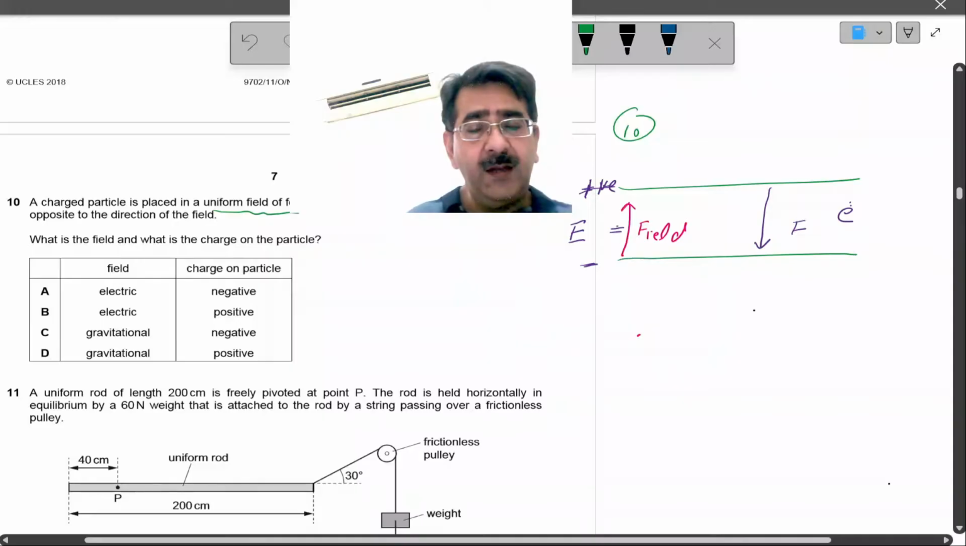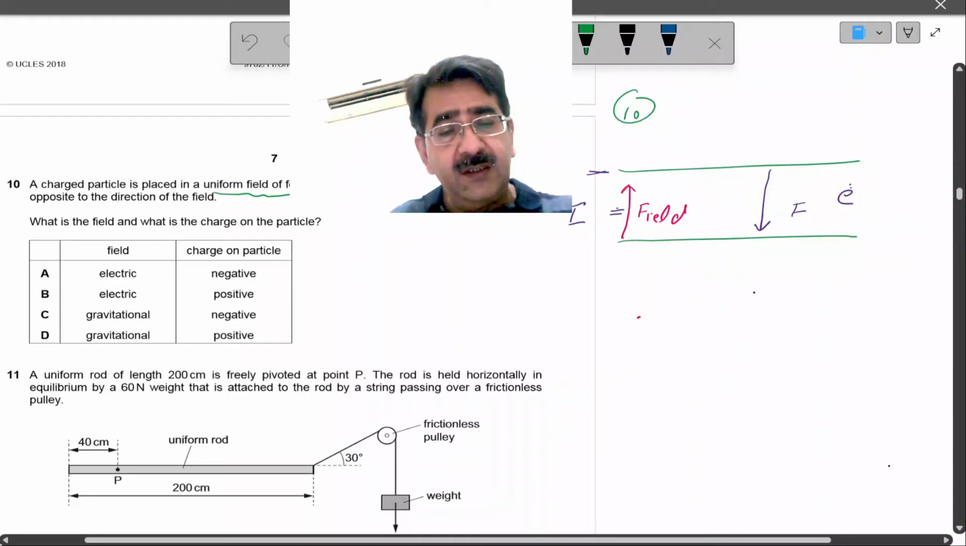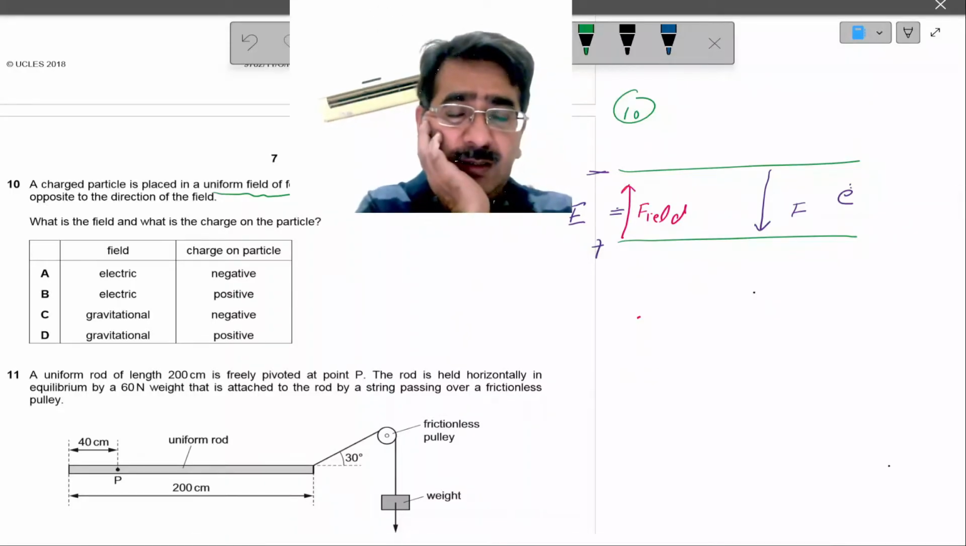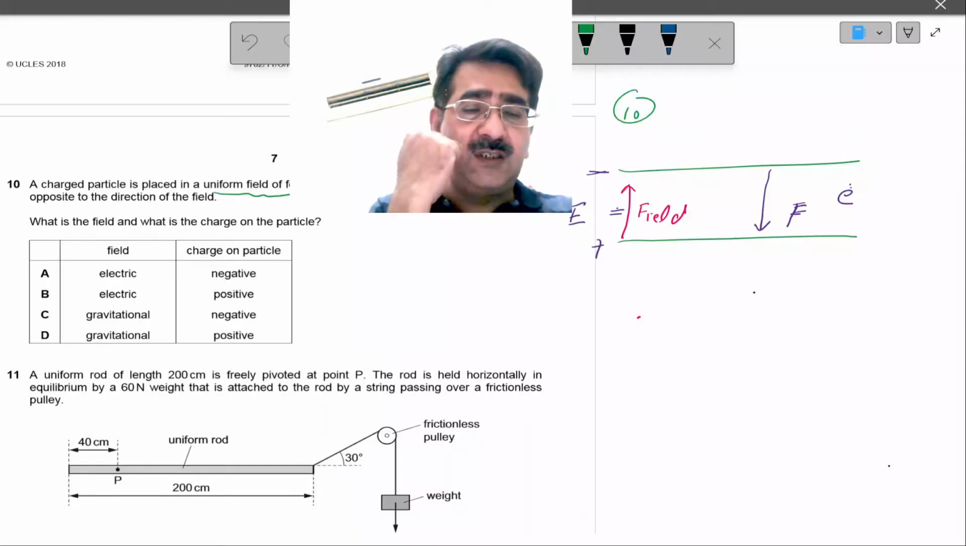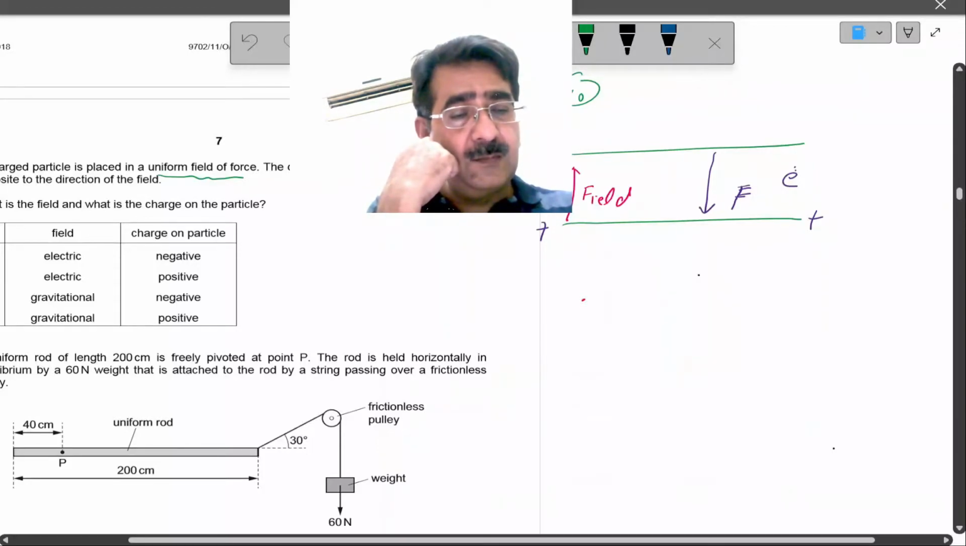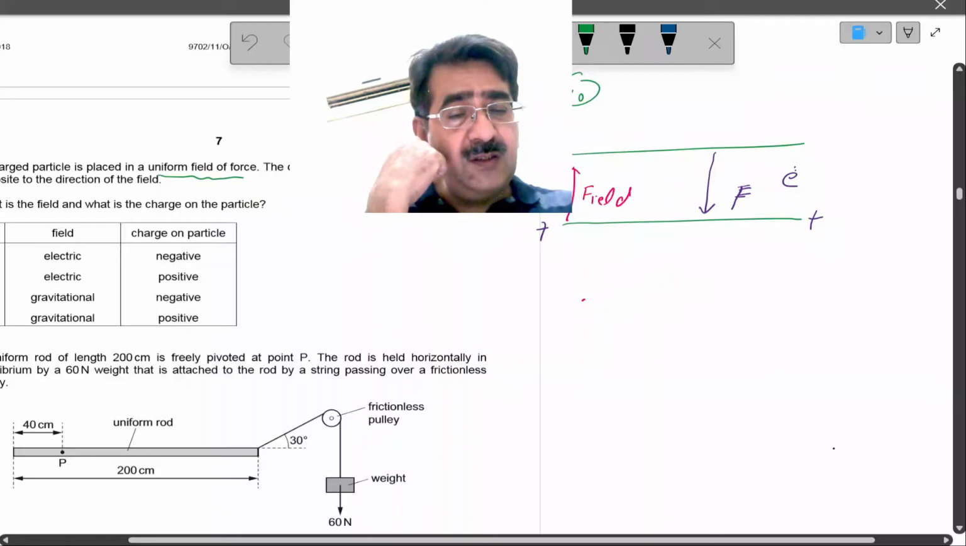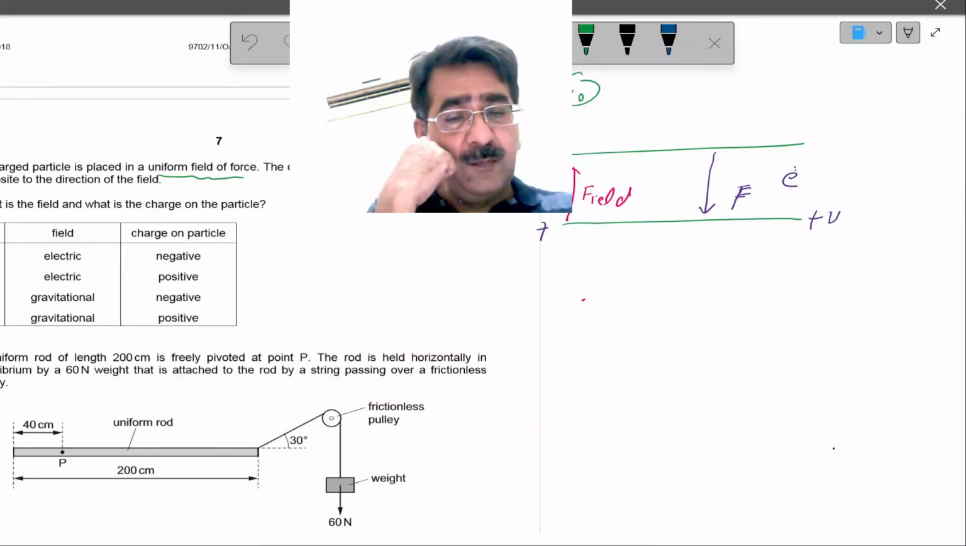Oh, sorry, I am saying it wrong. The electric field is always from positive to negative. So this charge is experiencing force toward the positive direction. Because the electric field direction is always from positive to negative and the force is opposite, since it experiences force toward the positive, the charge will be negative.